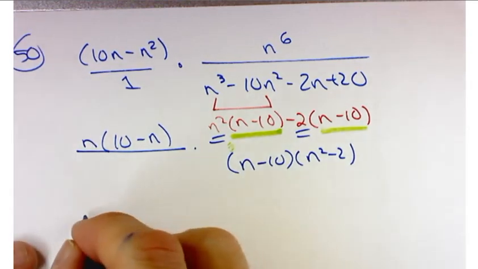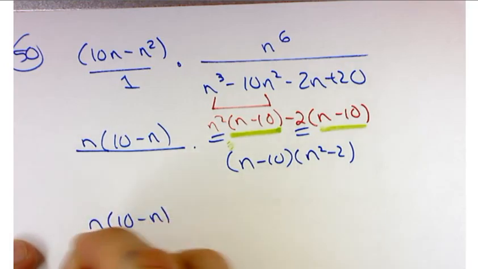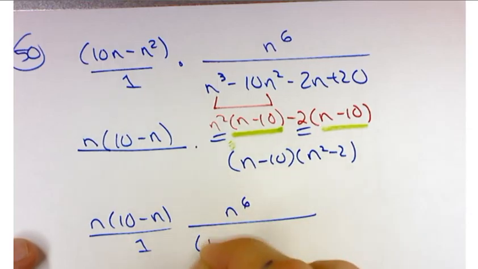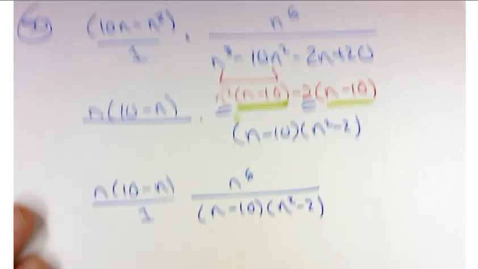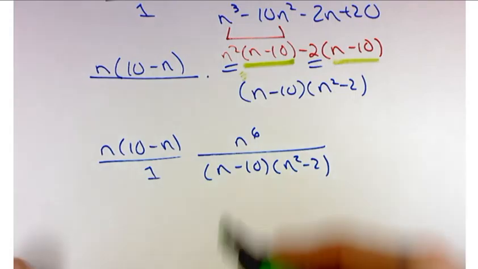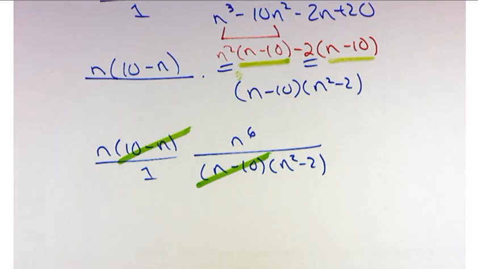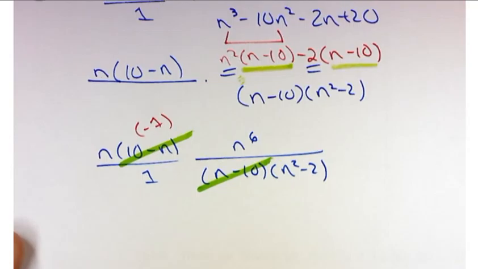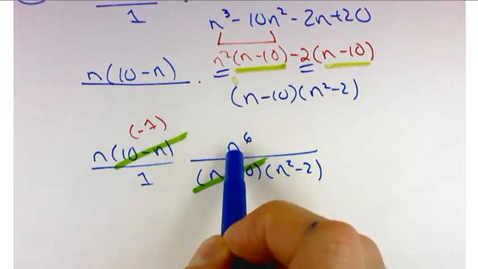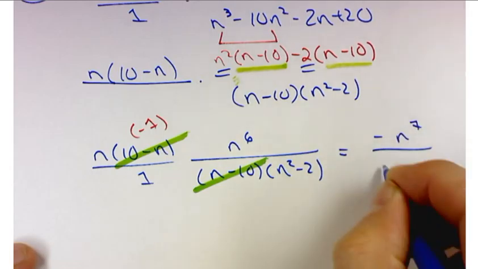Let's put it all together now. Okay, so n times 10 minus n over 1, n to the 6 over n minus 10 times n squared minus 2. So that's the factorization we get. This is a good follow-up to the one we just did because of the cancellation that we get. That cancellation is right here. But it doesn't cancel as just 1. What happens when I do this cancellation? Get negative 1. So let's just write negative 1 up here. And then we've got n times n to the 6th. N times n to the 6th is n to the 7th. So a negative n to the 7th over n squared minus 2.